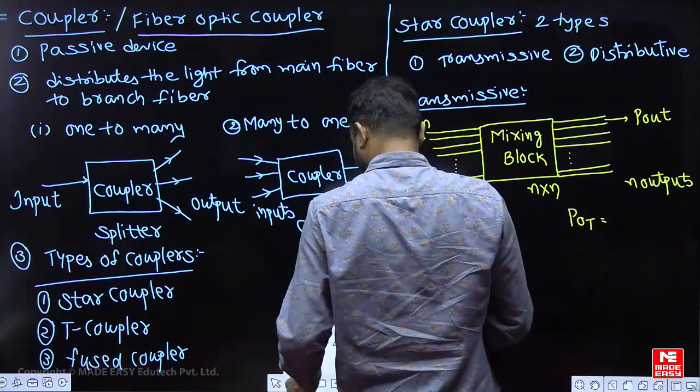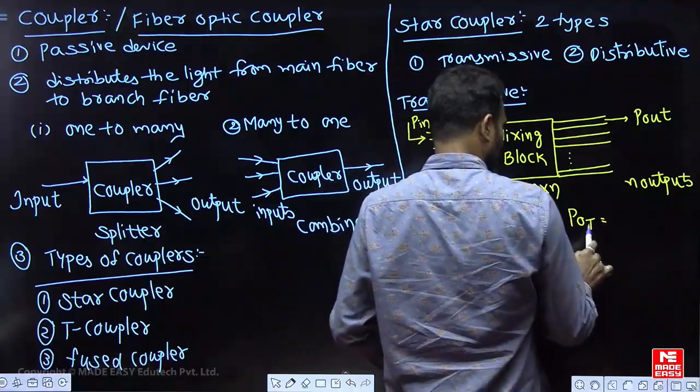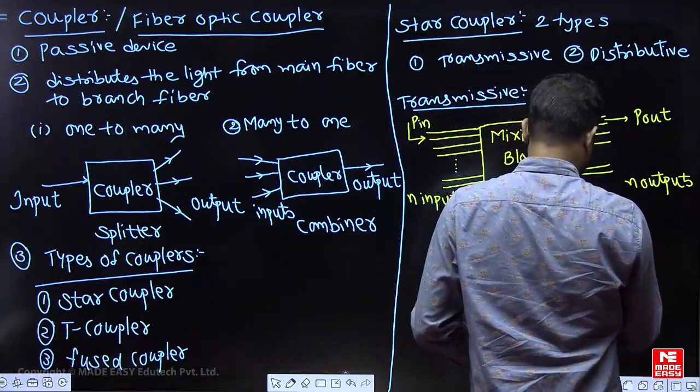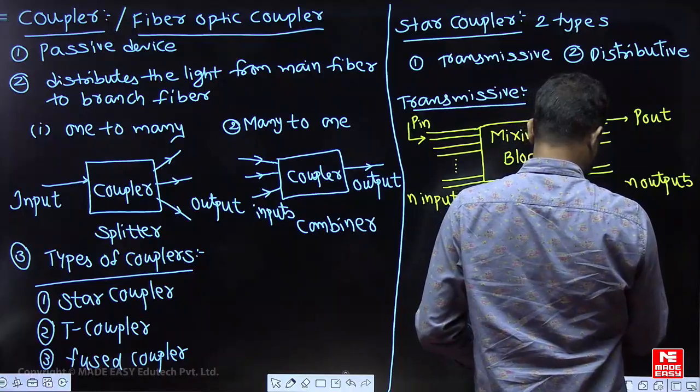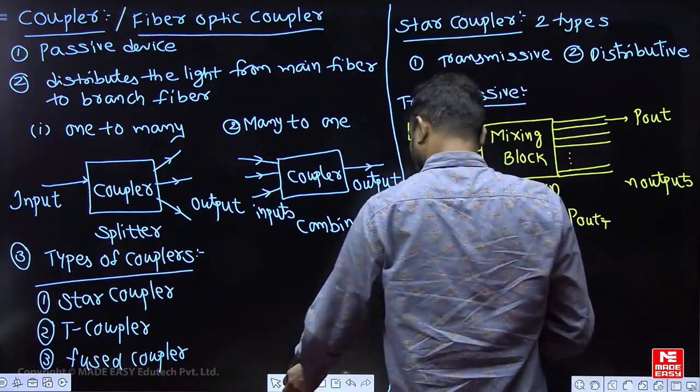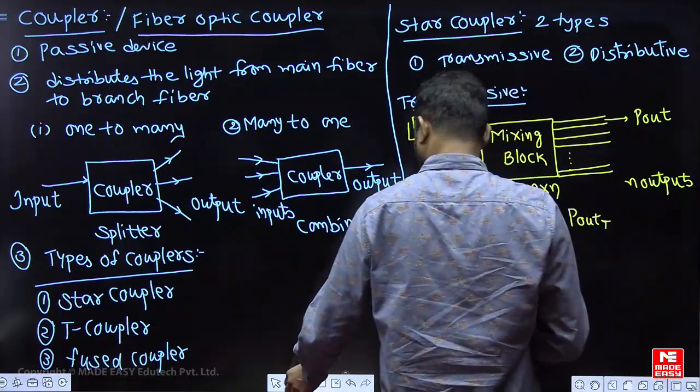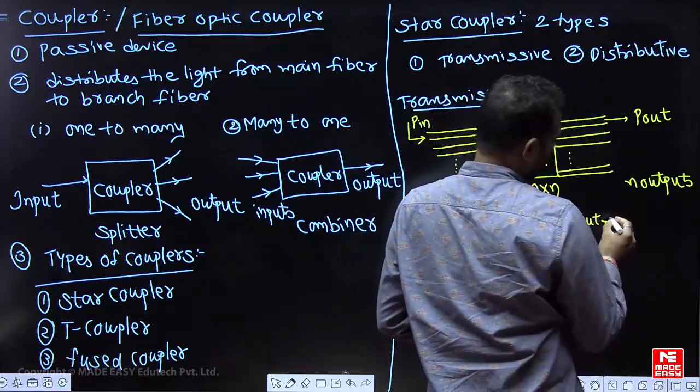P out T means total output power we are having. When you talk about the total output power, it looks like this. So P out of T. When we talk about P out of T, we can say it is called P out of T. P out of T means total output power.